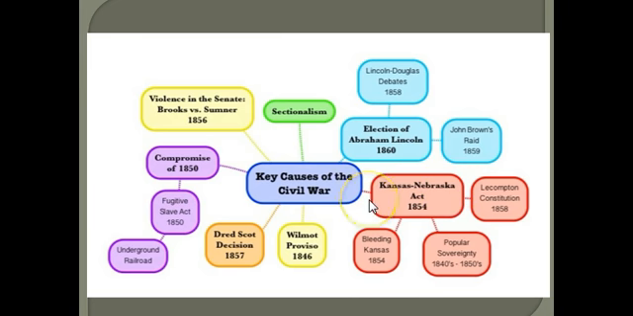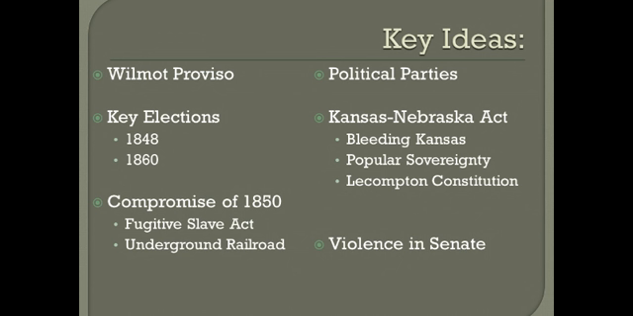So we're going to talk about all of these ideas over the course of this PowerPoint, except for the Dred Scott decision and John Brown's raid, because I discussed those in the first video lesson about this topic. All right, so the key ideas we're going to talk about here: the Wilmot Proviso, the key elections in 1848 and 1860, the Compromise of 1850. We're going to talk a little bit about political parties, but we're just going to scratch the surface because I have a whole video lesson that's going to be devoted to that. We're going to talk about the Kansas-Nebraska Act and everything that goes with it, and violence in the Senate.